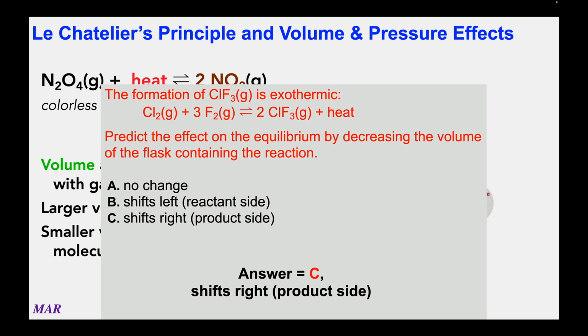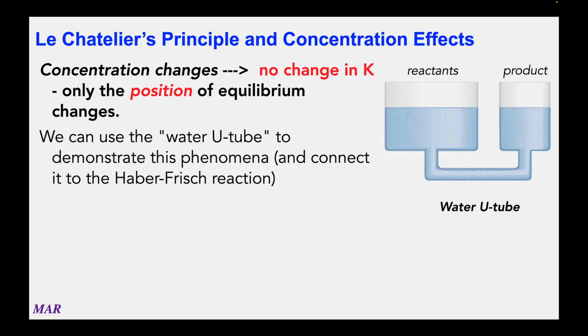But here we're decreasing the volume, not as much room to move around. It's going to shift to the side where you don't have to worry about volume quite as much, the side with the fewer molecules. Concentration changes will also affect the position of reactants and products, but concentration changes will not affect the value of K. It affects the position of equilibrium, but it doesn't affect the actual value of K.